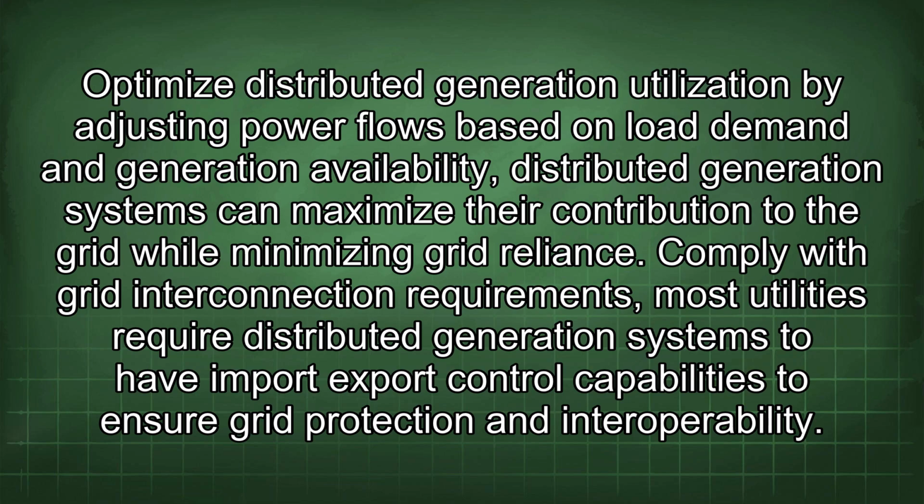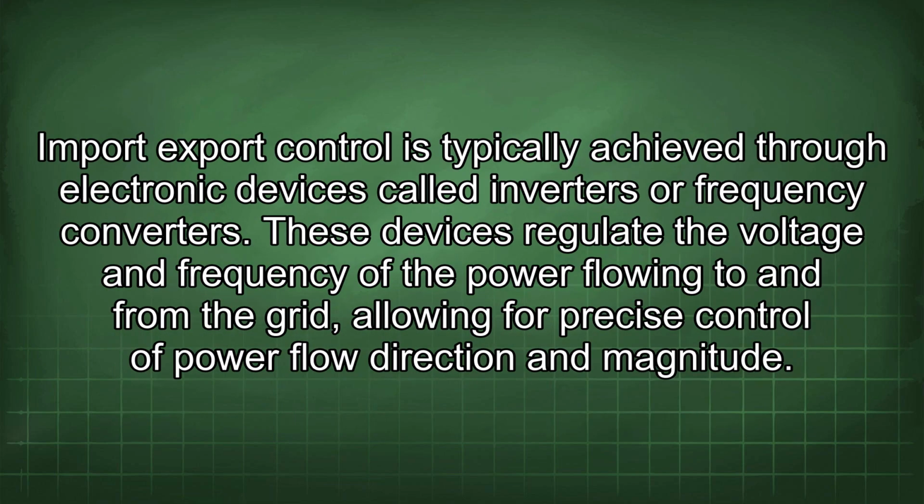It helps comply with grid interconnection requirements. Most utilities require distributed generation systems to have import-export control capabilities to ensure grid protection and interoperability. Import-export control is typically achieved through electronic devices called inverters or frequency converters. These devices regulate the voltage and frequency of the power flowing to and from the grid, allowing for precise control of power flow direction and magnitude.